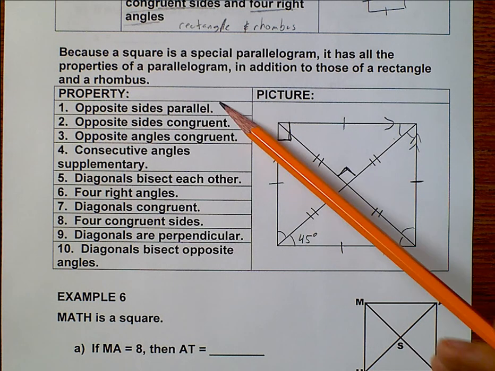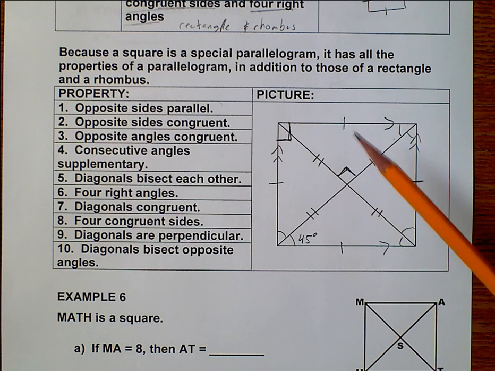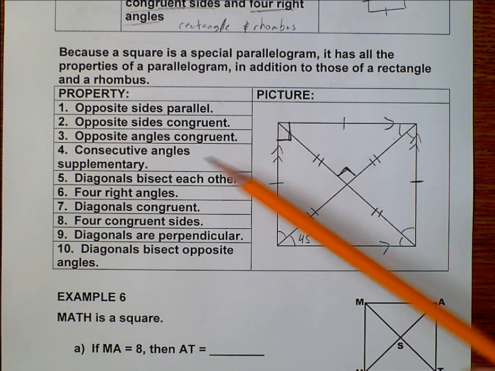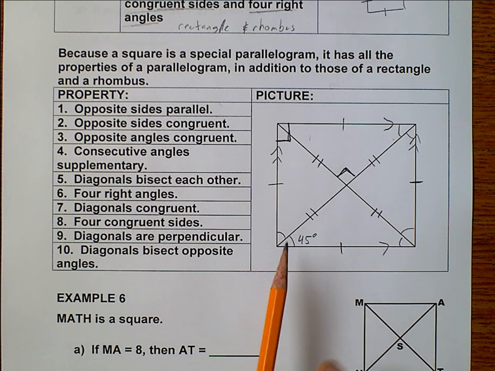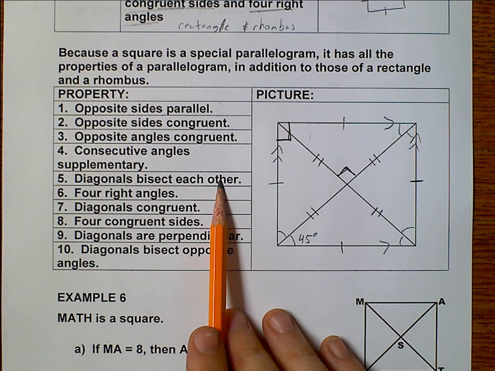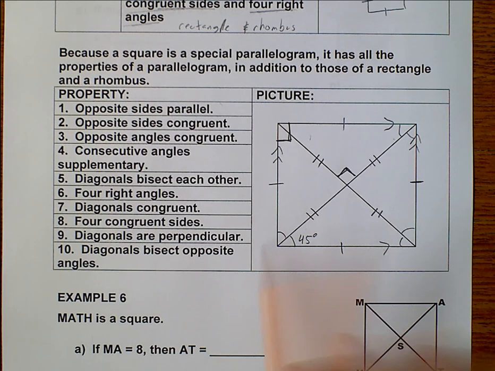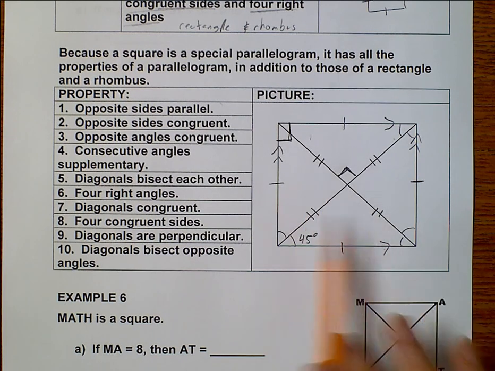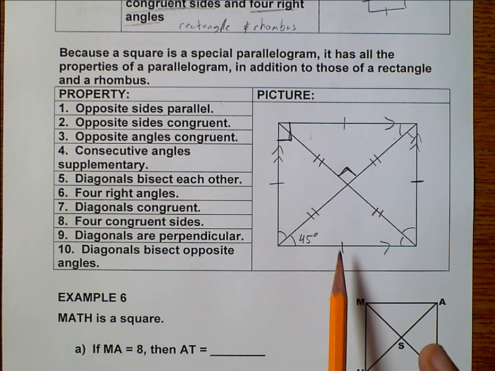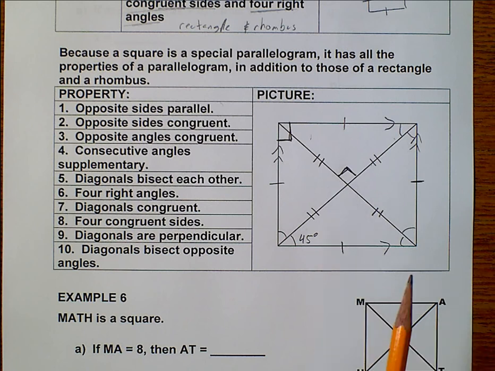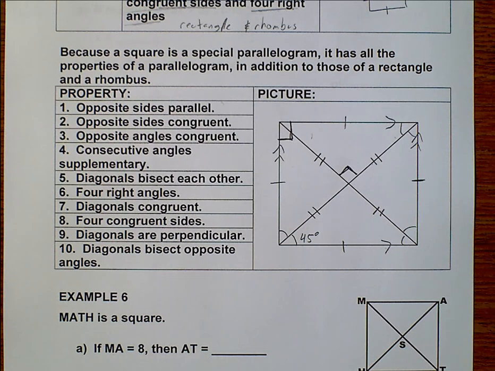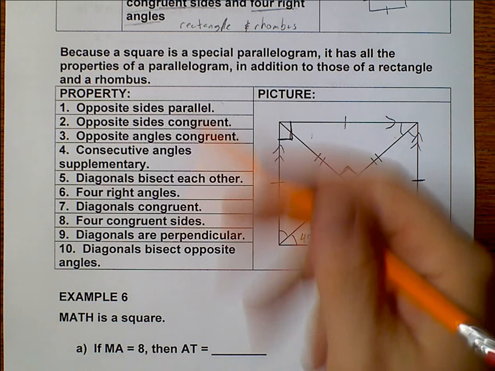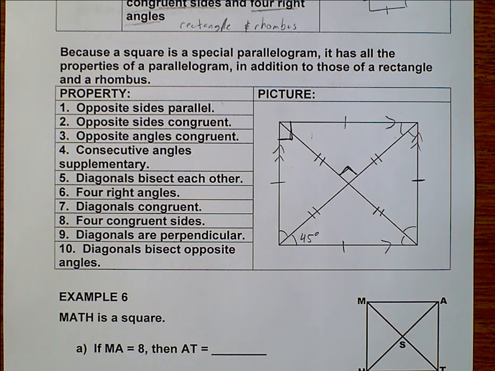Opposite sides parallel, opposite sides congruent, opposite angles congruent, consecutive angles are supplementary, 90 plus 90 is 180, diagonals bisect each other, we have 4 right angles, the diagonals are congruent, we have 4 congruent sides, the diagonals are perpendicular, and the diagonals bisect the opposite angles. All that's shown here. So even though this is a lot of rules, it actually boils down to be really easy to work with.